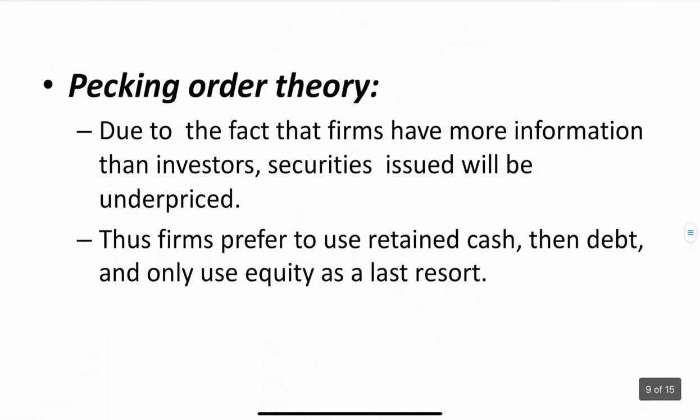And then we also talked about the pecking order theory. This theory builds on the assumption that firms have more information than investors. Because of this, there will be some underpricing. That is, if a firm issues equity, then this firm is considered a lemon firm. So because of this underpricing result, firms will prefer to first use retained cash, then debt, and then use equity as a last resort.